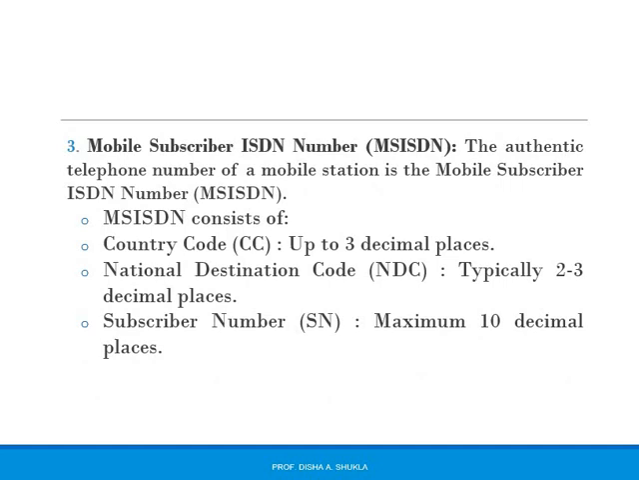Moving further, the third thing is the Mobile Subscriber ISDN number, the MSISDN. The authentication telephone number of a mobile station is the MSISDN. It consists of the country code, the national destination code, and the subscriber number. The country code, CC, is up to 3 decimal numbers. The national destination code, NDC, is typically 2 to 3 decimal places, and the subscriber number, SN, is a maximum of 10 decimal places. This is the MSISDN.